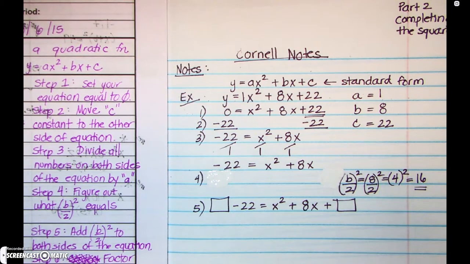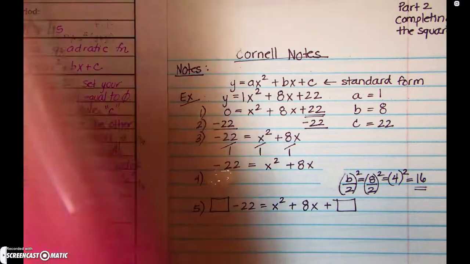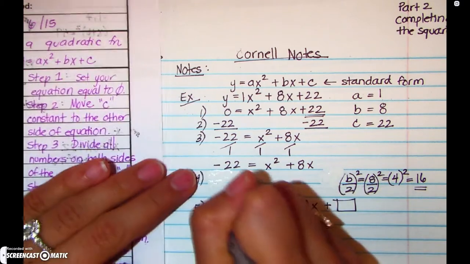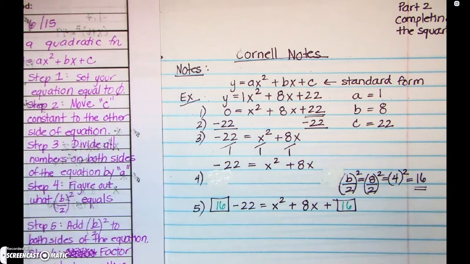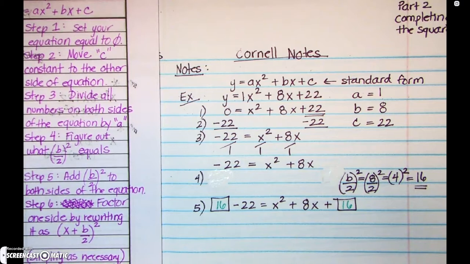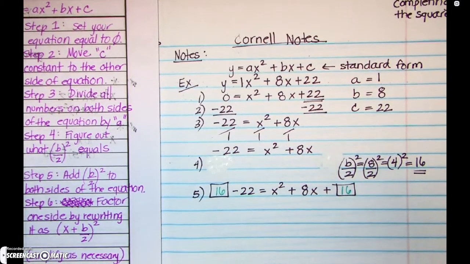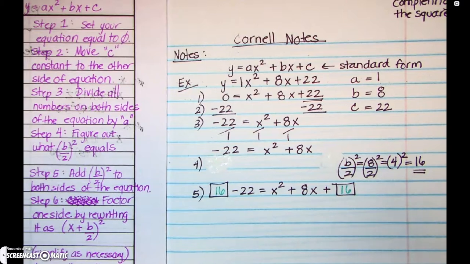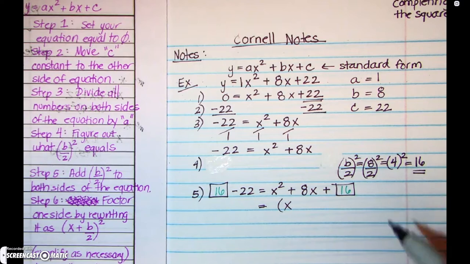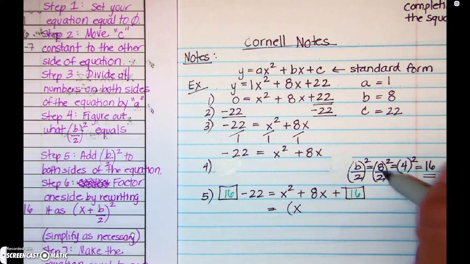Okay, step 5 is to add 16 to both sides of the equation. So I'm going to add 16 into each of my little boxes. 16 here and 16 there on both sides so that the equation stays balanced or equal. It says step 6, factor one side by rewriting it as x plus b divided by 2, squared. So b divided by 2 was 4.